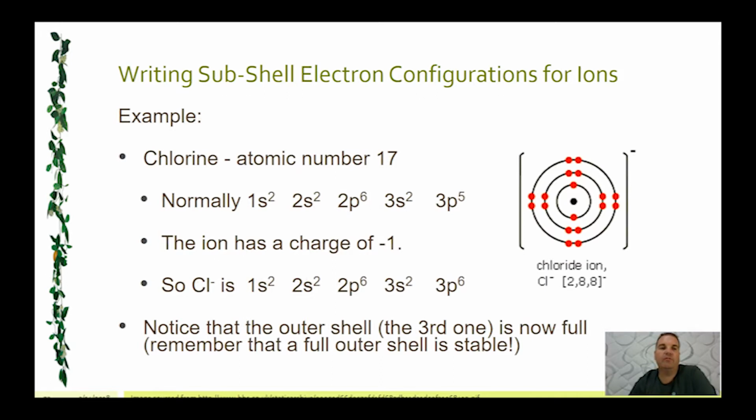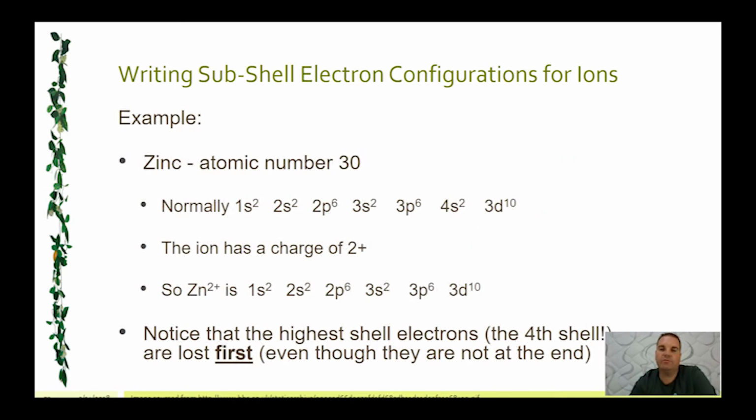So I've done an example here of chlorine, atomic number 17. That's the normal subshell configuration that you've got there. It has a charge of -1, so because it's -1, it's gained an electron. So the 3p5 gains an electron and goes up to 6. You'll notice that the 3rd shell now has 2 plus 6 equals 8 electrons, so it's full. And that's how we do electronic configurations for ions.